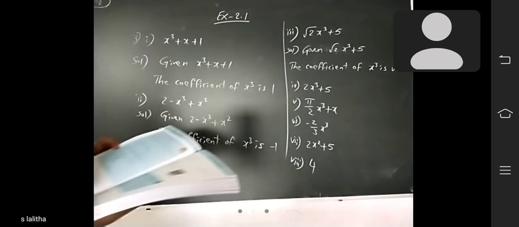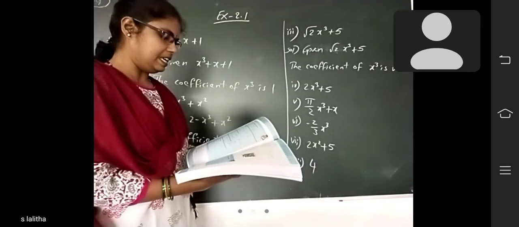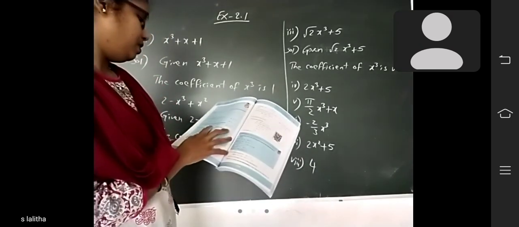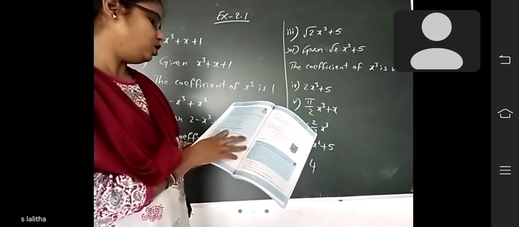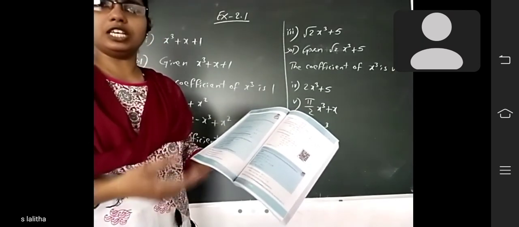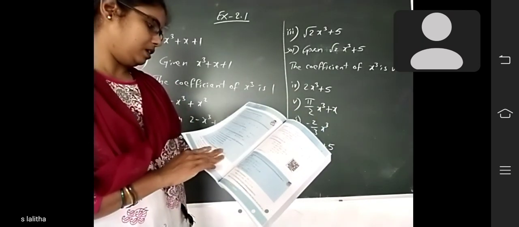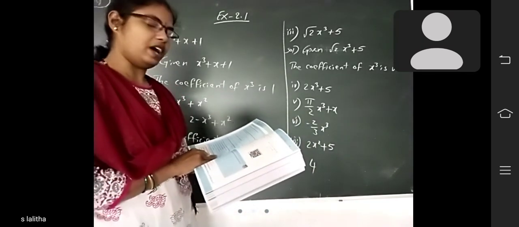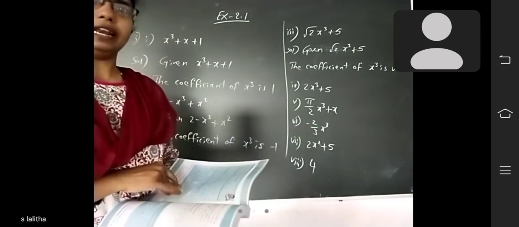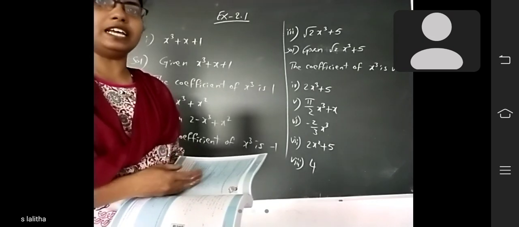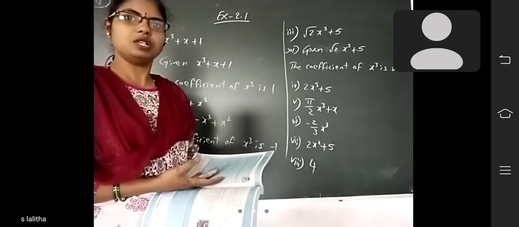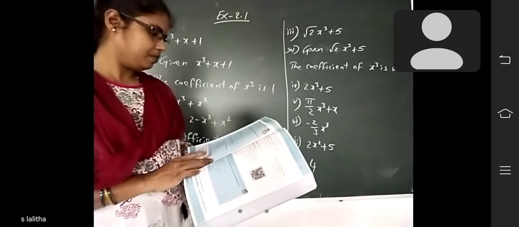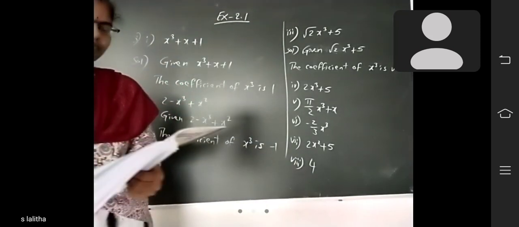See the fourth question, children. Classify the following as linear, quadratic and cubic polynomials. Some polynomials are given. You should write which one is linear, which one is quadratic, which one is cubic. I told you already: degree 1 means linear polynomial, degree 2 means quadratic, degree 3 means cubic polynomial. Like that you should write. That is the homework, fourth question also.